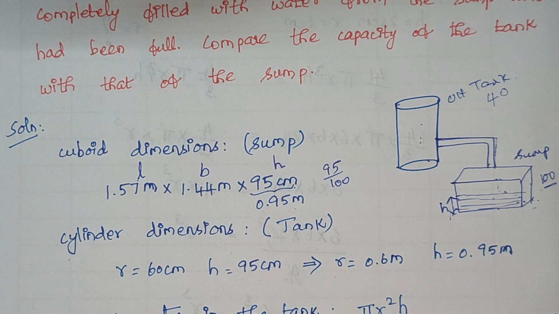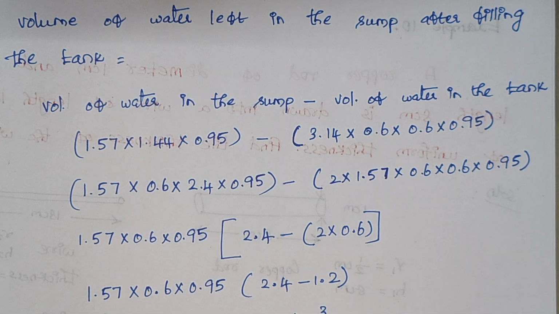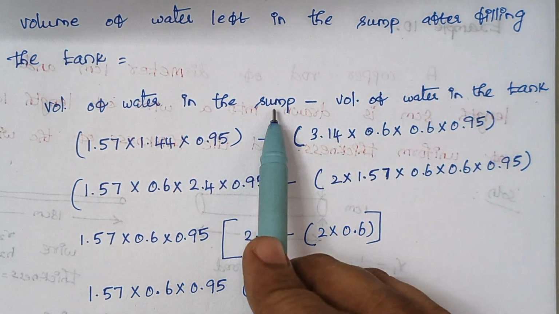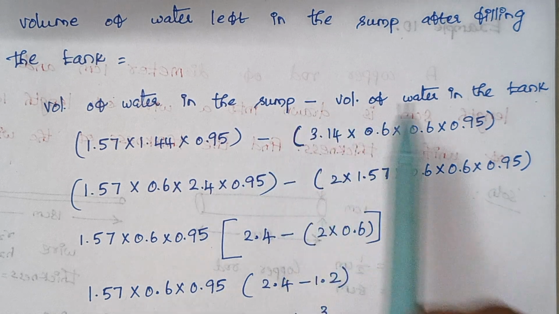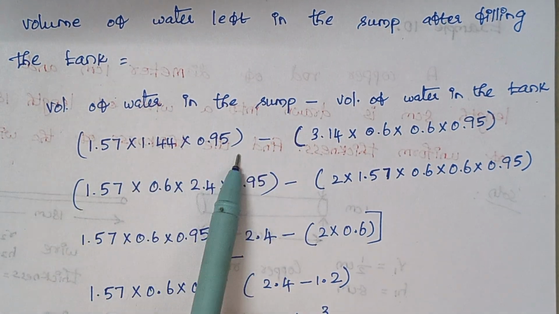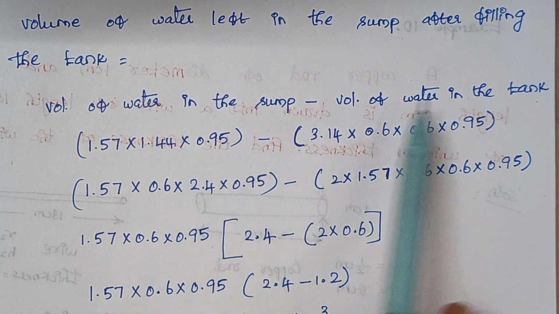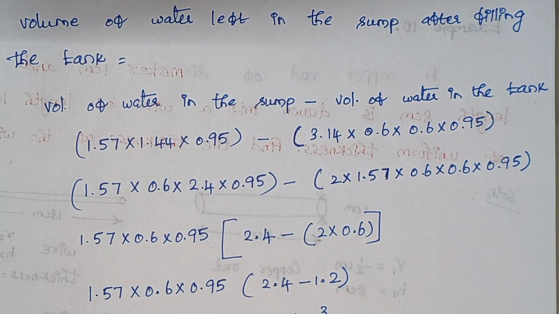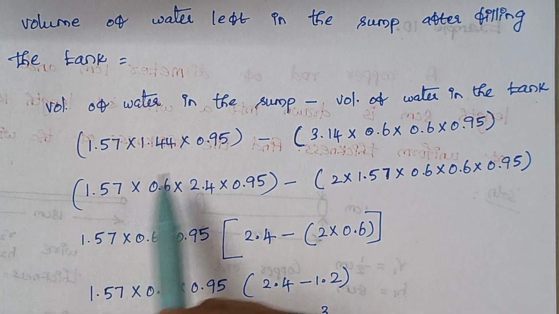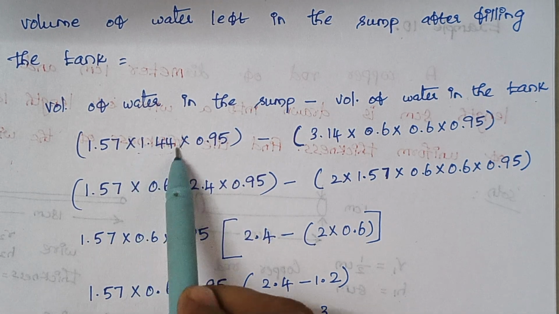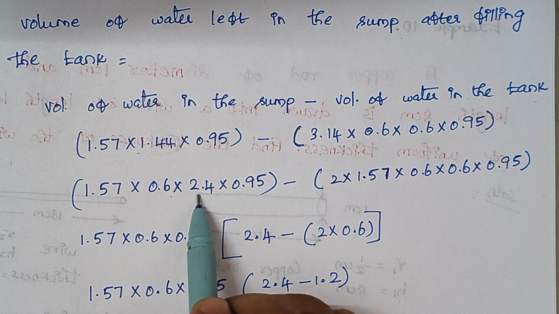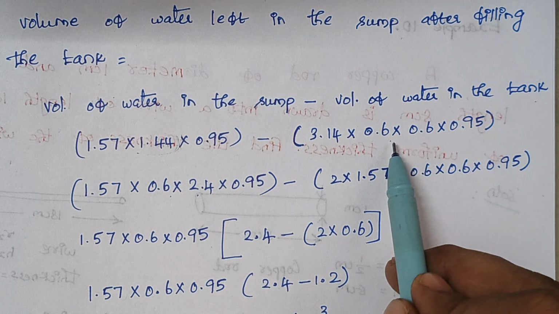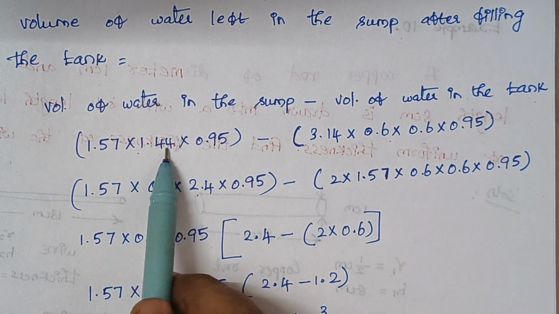Similarly, here I am subtracting the volume of water in the tank from the volume of water in the sump, because the sump has a higher capacity. So what is the volume of water in the sump? We have calculated that: this is the volume of the cuboid and this is the volume of the cylinder. So just substitute. Next, to make our calculation simpler, I can write this 1.44 as 0.6 into 2.4, because here I have a term 0.6. What I have done is divide 1.44 by 0.6.